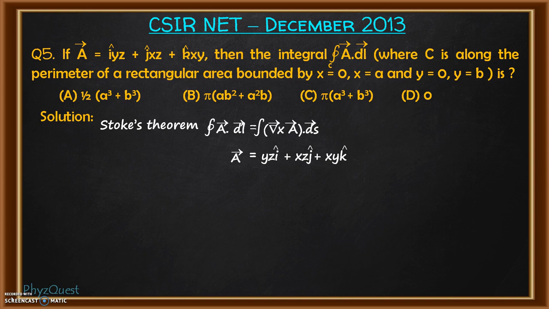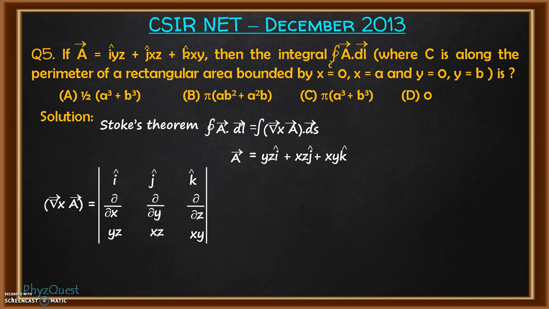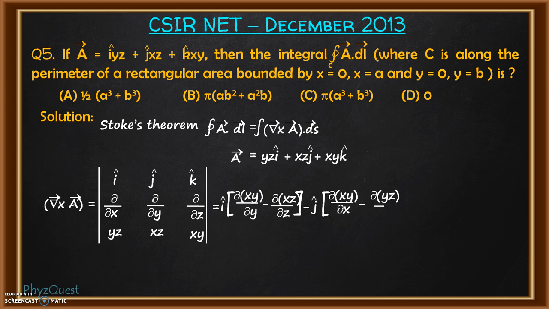So now del cross A, or the curl of A, in determinant form we can write as i cap, j cap, k cap, del by del x, del by del y, del by del z, yz, xz, xy. So when we expand it, this will be i cap (del xy by del y minus del xz by del z) minus j cap (del xy by del x minus del yz by del z) plus k cap (del xz by del x minus del yz by del y).